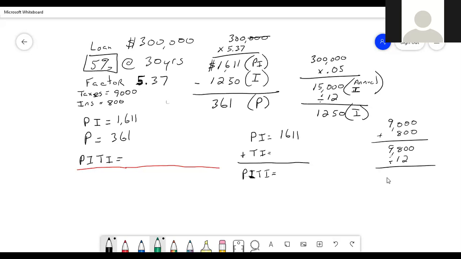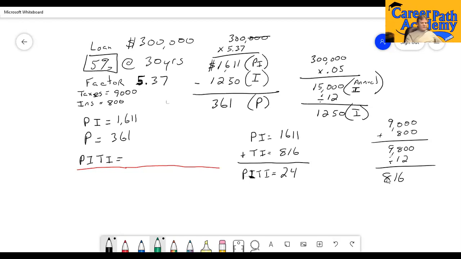9,800 divided by 12 is 816.66. I'll just say 816. Let's just leave it at that. All right. So we can just put 816 here. Here's your PITI. 2427. Yep.